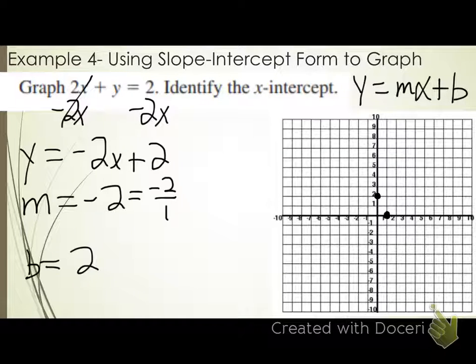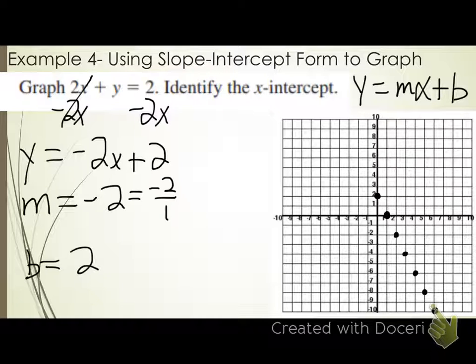Is everyone okay using slope to get another point? Yep. I can just keep doing that. Just keep going down 2, right 1, putting other points. Down 2, right 1.